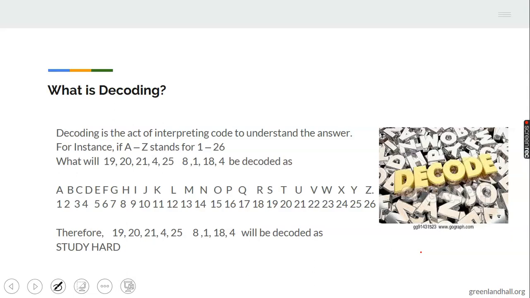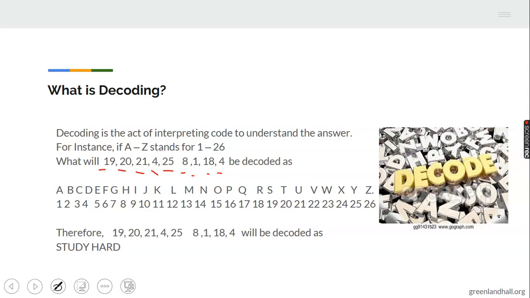We have 26 letters of the alphabet. So supposing we have A to Z standing for 1 to 26, what do you think 19, 20, 21, 4, 25, then there's a space, you need to pause, then we have 8, 1, 18, 4, will be decoded as?